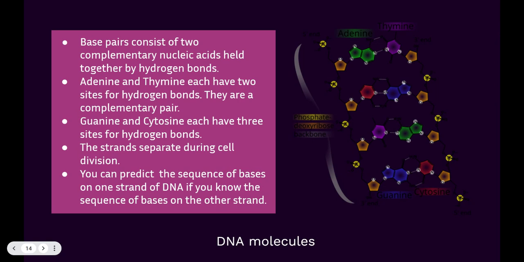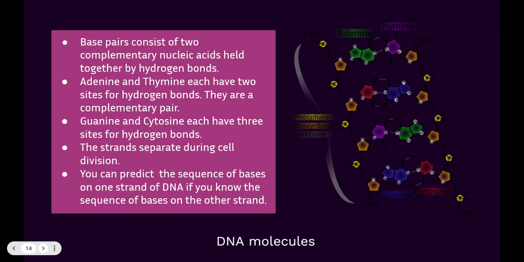Adenine and thymine each have 2 sites for hydrogen bonds. They're a complementary pair. They always go together. Guanine and cytosine each have 3 sites for hydrogen bonds. They're like the Lego Duplos that don't fit the regular Lego. So they always go together.